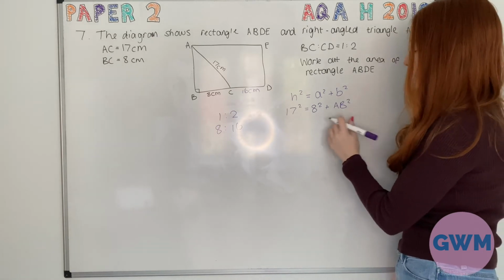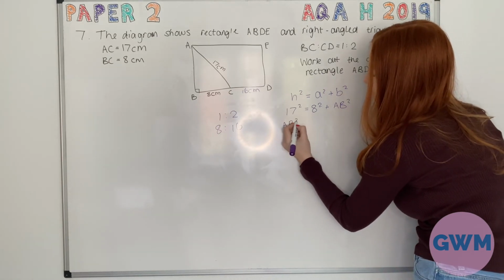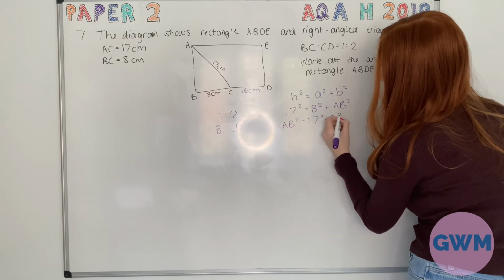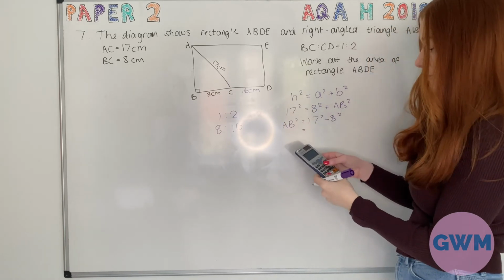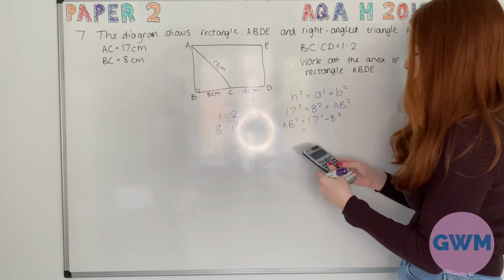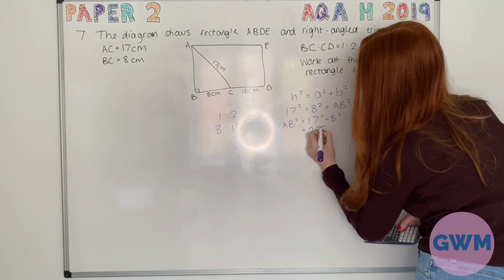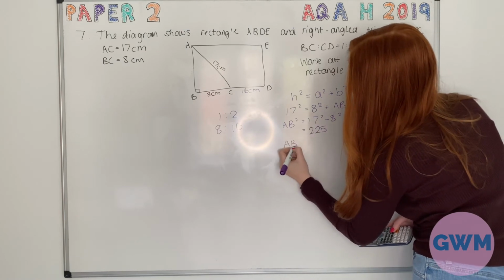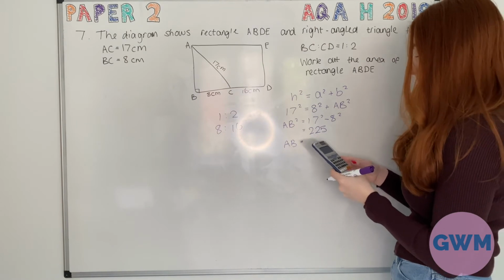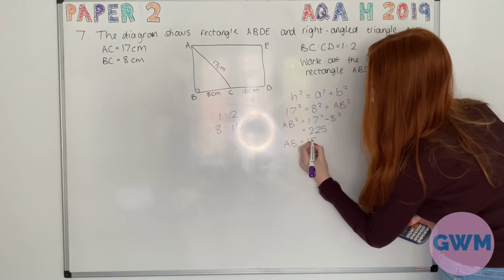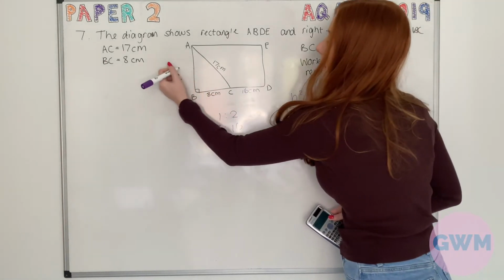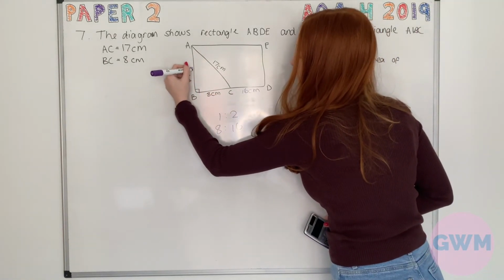Right, so now to work out AB squared, we would move the A squared over, and we can use our calculators now to do 17 squared minus 8 squared is 225. Now remember, we don't want the square of it, we want the square root of that number, so we do 225 square rooted, which is 15, and that's 15 centimetres. So again, we can add that to our diagram, 15 centimetres.